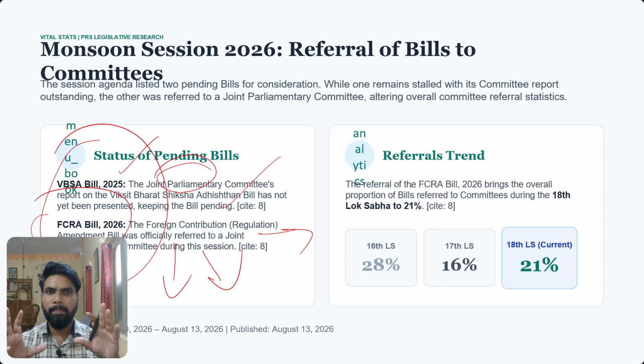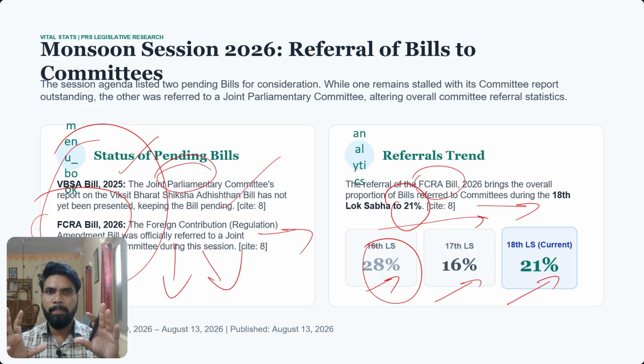So with the reference of the FCRA Bill 2026 to the Joint Parliamentary Committee, the overall proportion of bills referred to parliamentary committees during the 18th Lok Sabha has now gone up to 21%. In the 16th Lok Sabha, the percentage of bills referred to a parliamentary committee was 28%. In the 17th Lok Sabha, it was very low, only 16%. Now in the 18th Lok Sabha, it has increased to 21%. It means if 100 bills are introduced, 21 of them are referred to a select committee, whether a committee of a single house or a joint committee.